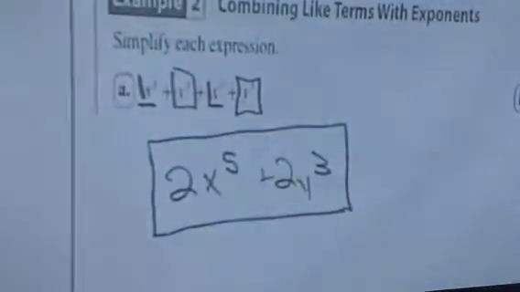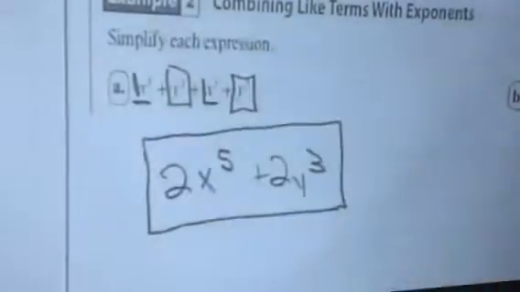Now let's combine these two. Y to the third plus y to the third gives me, again, 1 plus 1 gives me 2y to the third. Keep the variable and the exponent the same. Okay? You're just combining your coefficients here. So 2x to the fifth plus 2y to the third. I box that in because I cannot combine those two because they do not have the same variable or the same power. This one's x, this one's y.